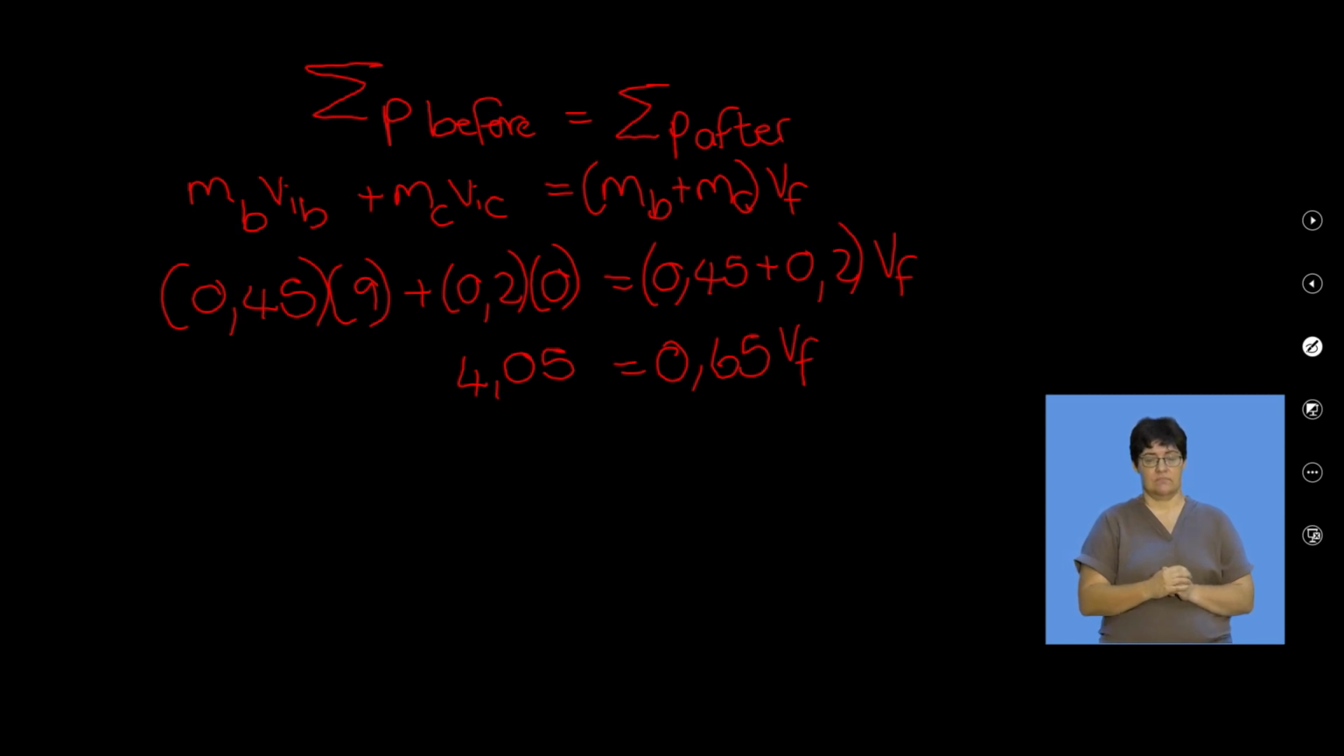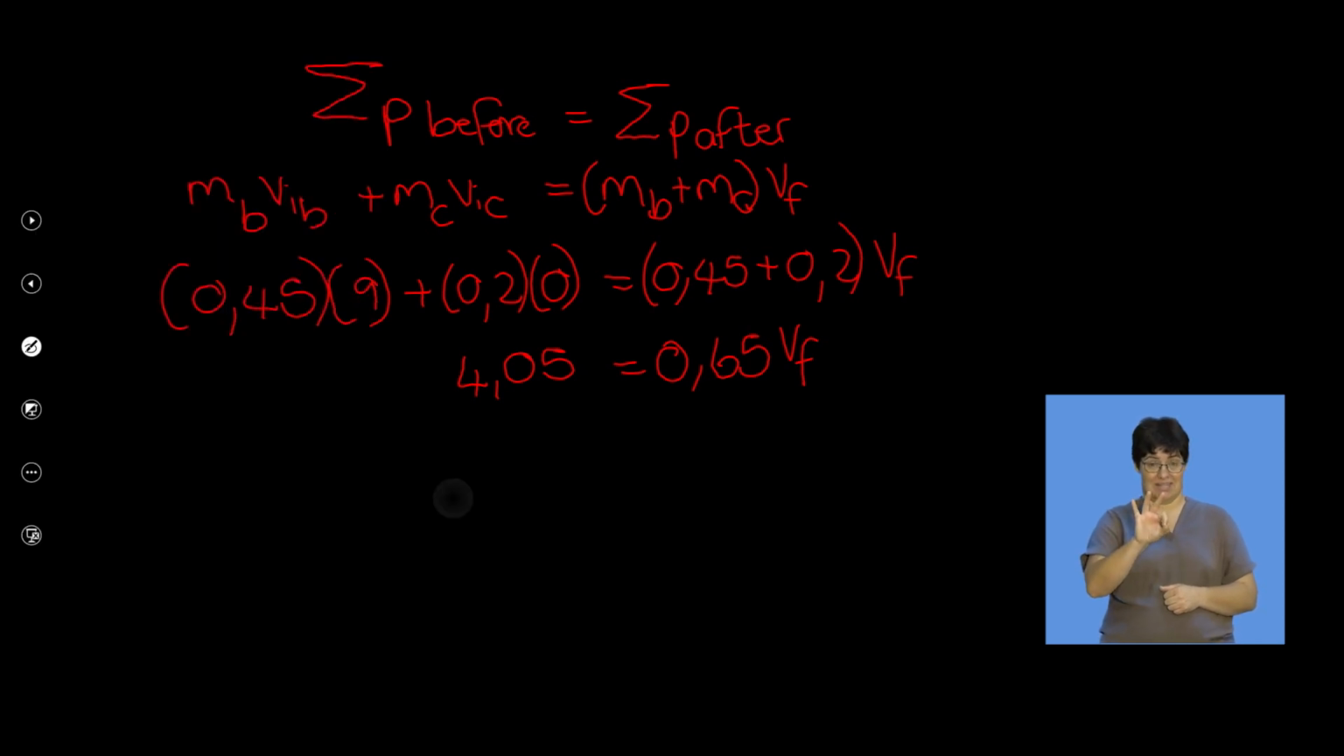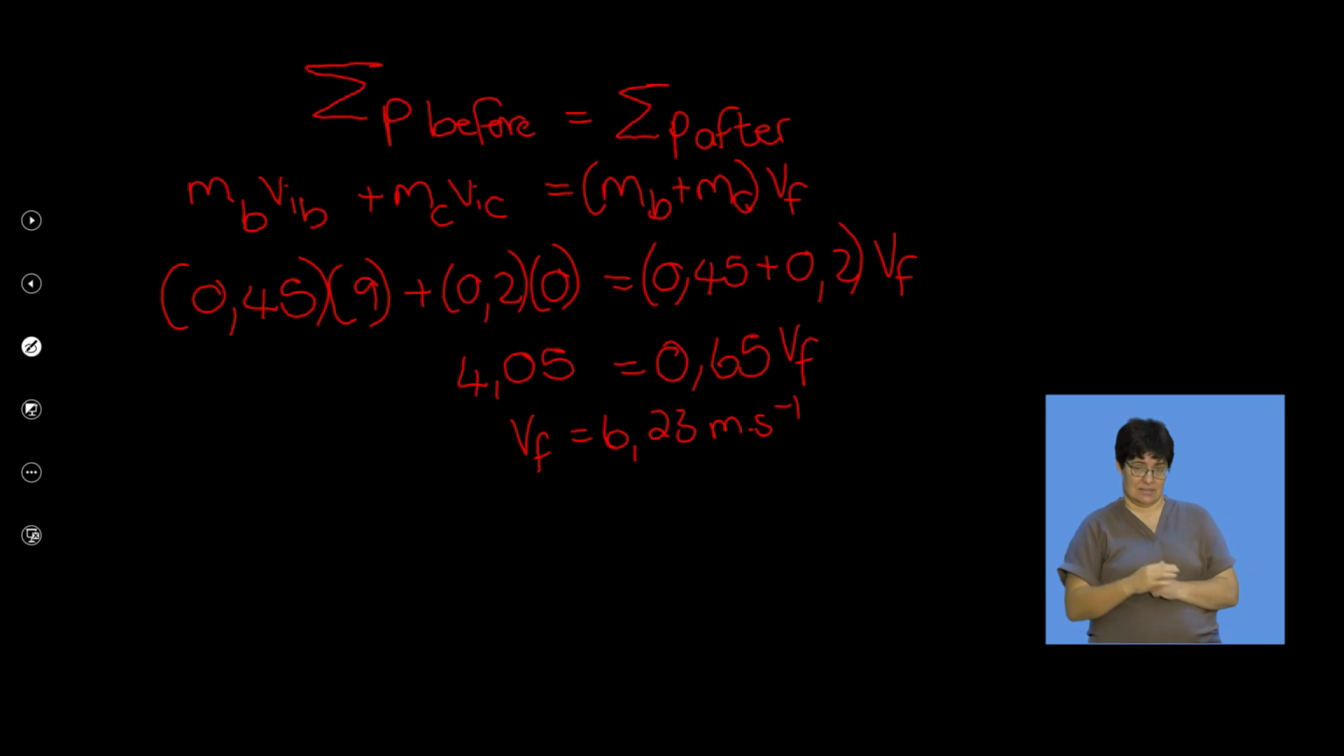Solving for vf, I now divide both sides by 0.65, so it's going to be 4.05 divided by 0.65. Yeah, there we go. And we get 6.23, to 2 decimal places, okay? So vf is 6.23 meters per second. It's still positive, so it is east.